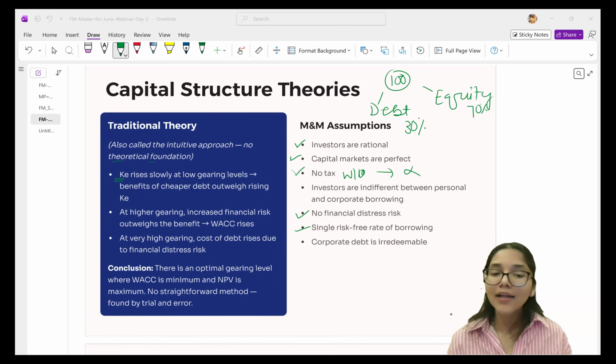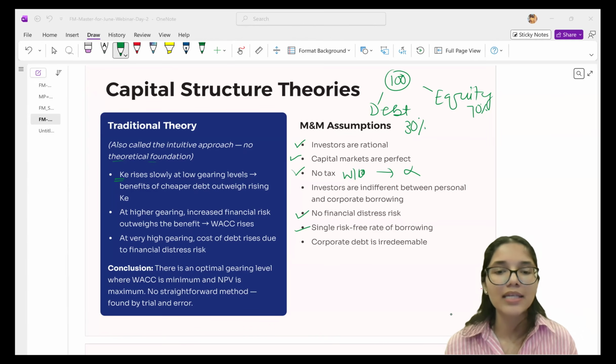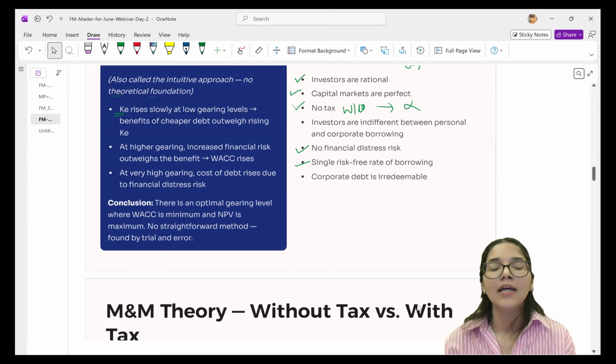Another assumption that we have here is that corporate debt is irredeemable. Irredeemable means that this money will never be returned back to the investors. The debt will be perpetual. We will keep this money forever. We'll keep paying interest every year to the debt holders. And only when the company is shut down, when we are winding up the company, then the money will be returned to the debt holders. So these are the assumptions that we have as part of the M&M theories.